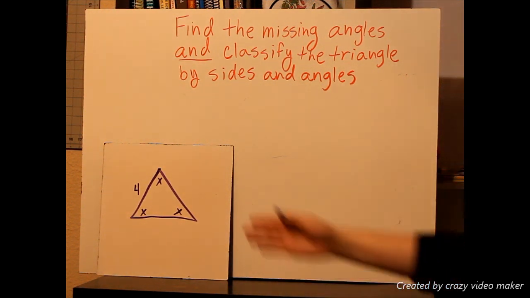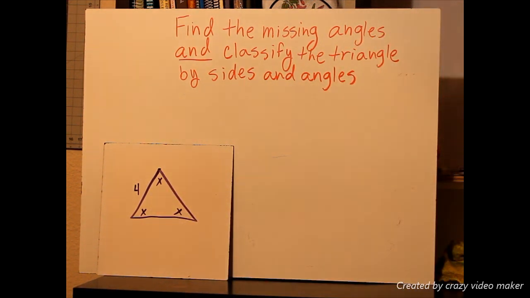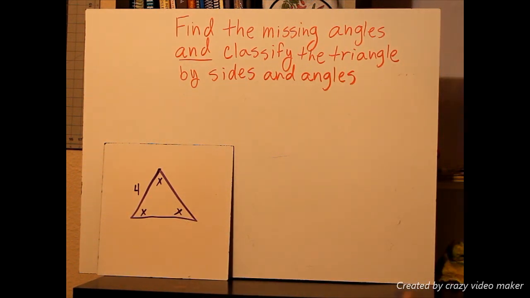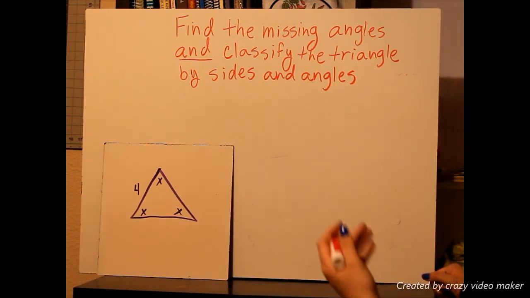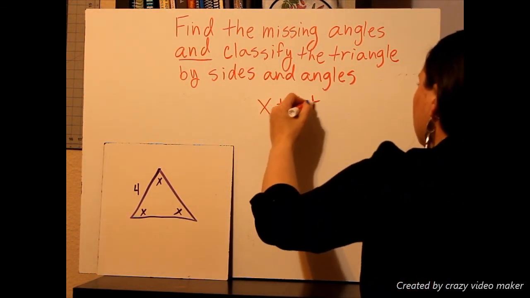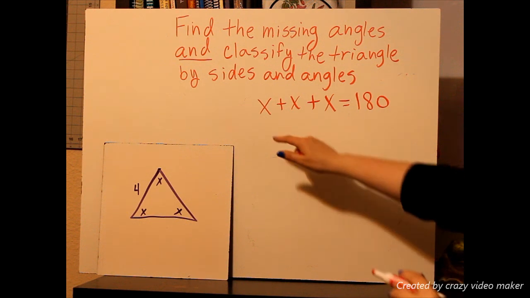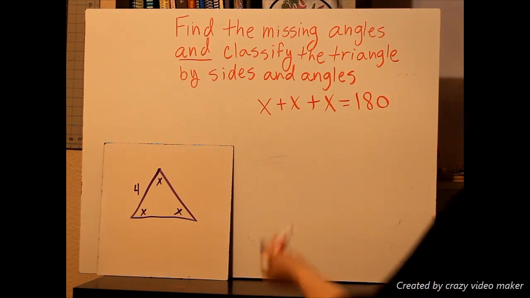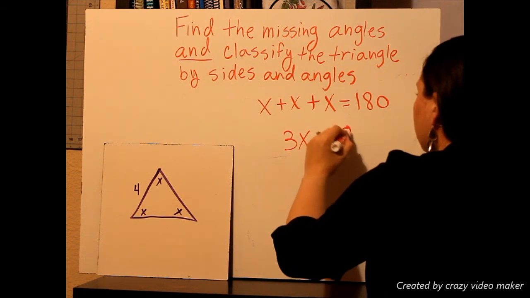Okay, so we have our triangle here. As you can see, all 3 angles are labeled with X, and they've told us that one side is 4. We will go through here. We know that all 3 angles, when we add them together, have to be equal to 180 degrees. So X plus X plus X equals 180. Well, if I'm just adding X's together, how many X's do I have? 3 of them. So it's going to be 3X. And that is equal to 180.